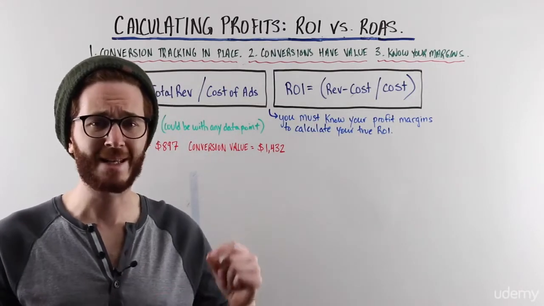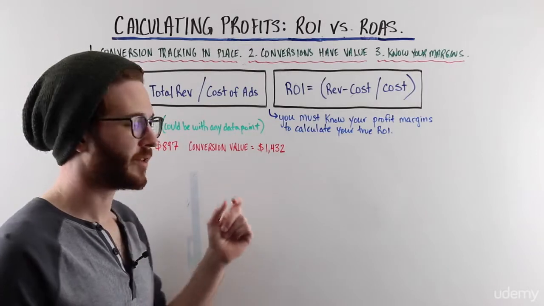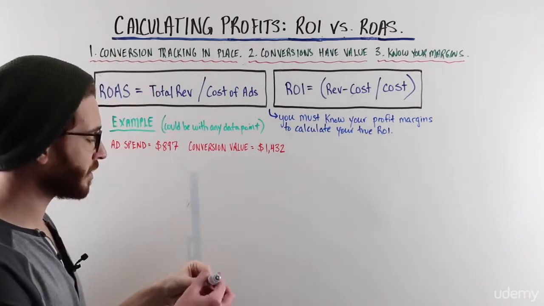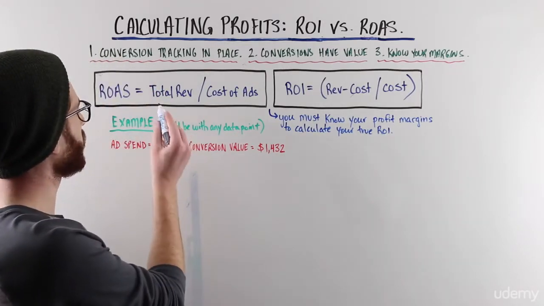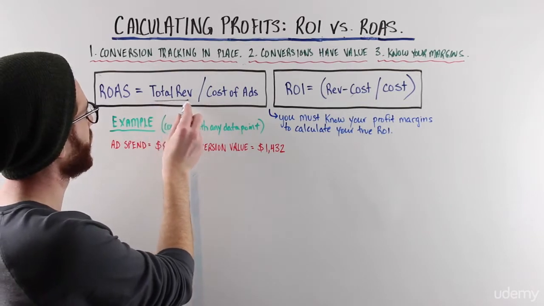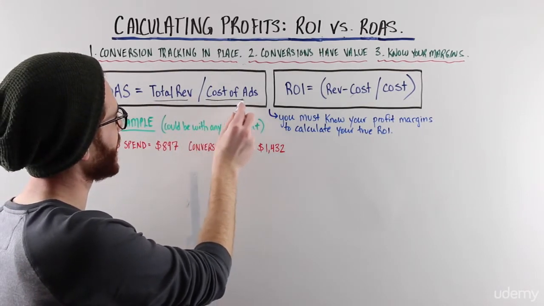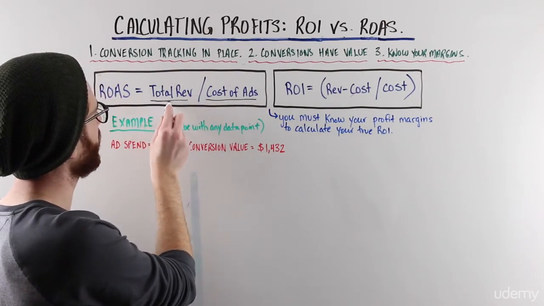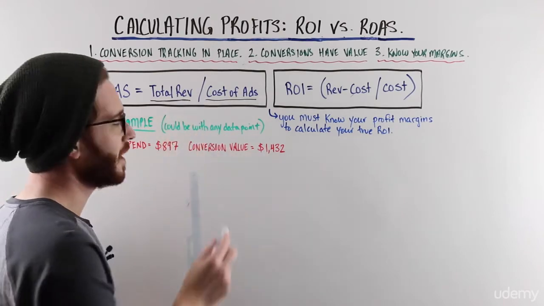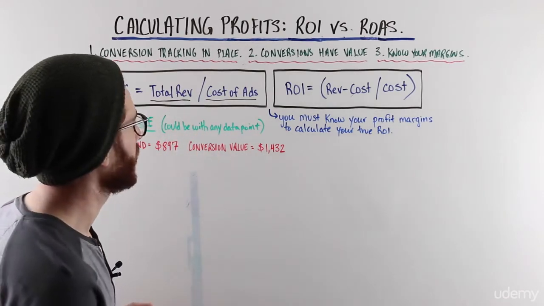Return on ad spend simply looks at your return, the total revenue that you made, divided by the cost of advertising. And total revenue here refers to the total value of those conversions, not necessarily the profit.